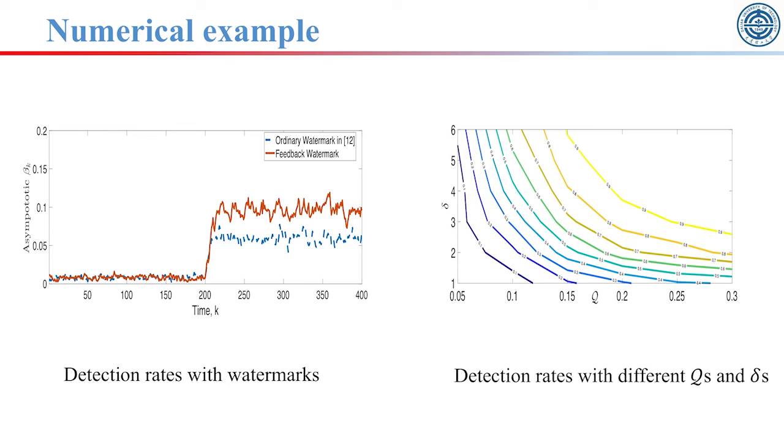Here, we give an example. The left figure explicitly shows that when the performance losses are the same, our watermark is more efficient than the ordinary one. The right figure gives an example to design covariance of watermarks and the feedback functions. A system designer can simulate the data first and design the watermarks based on the graph.